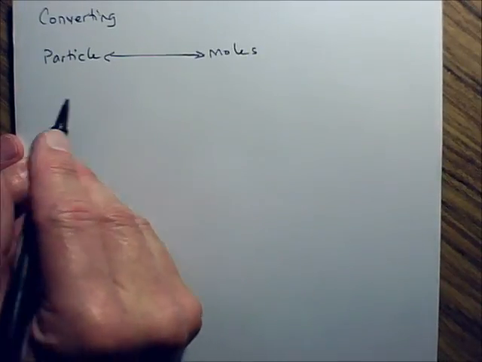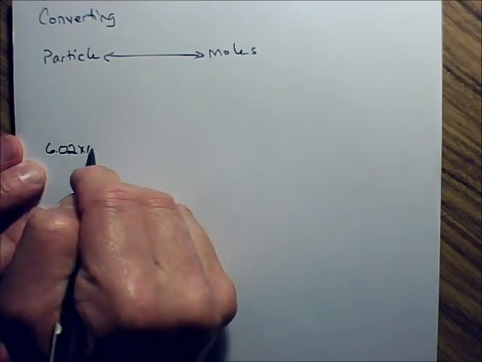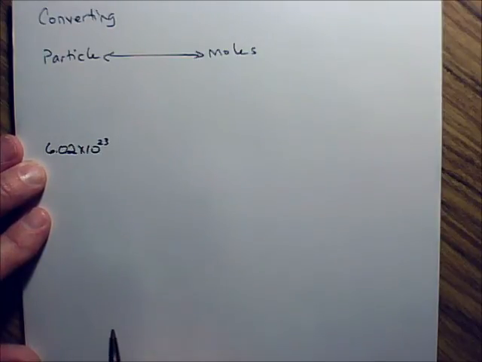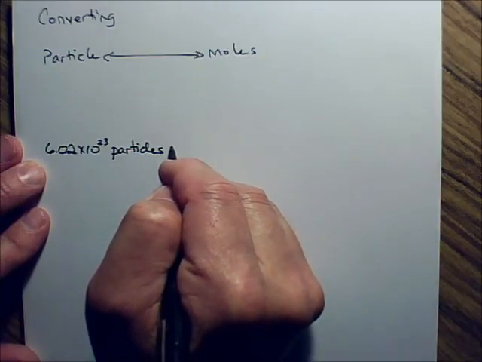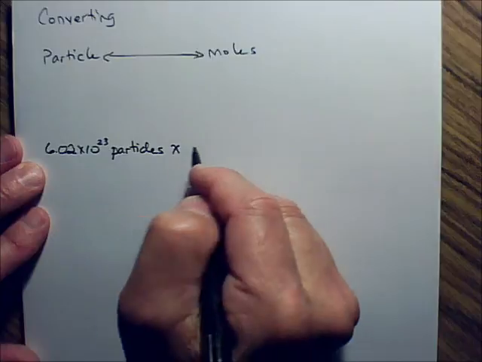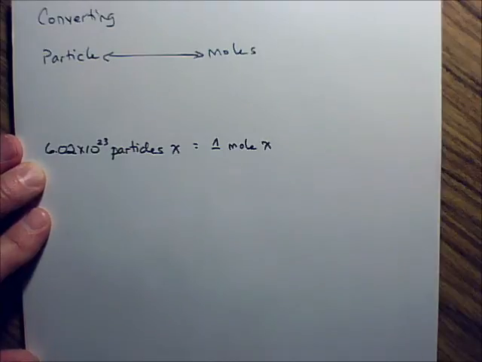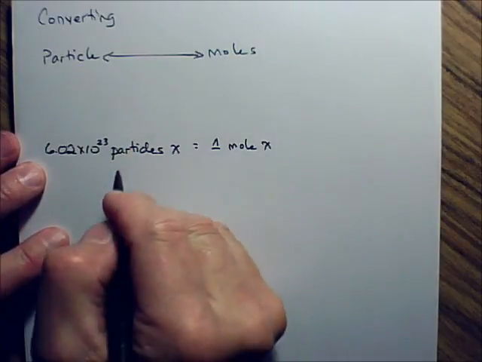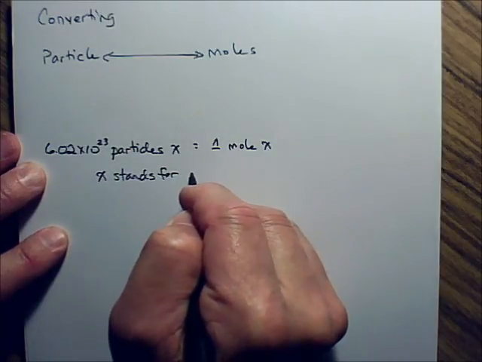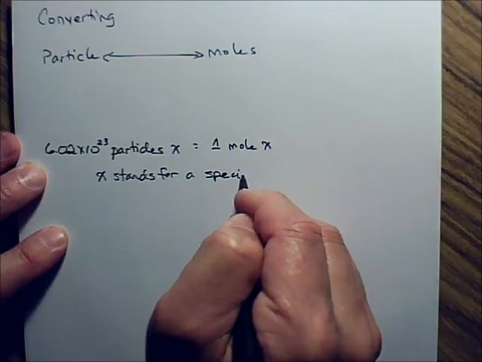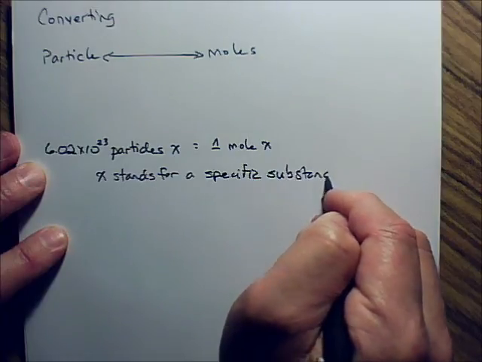You're always going to use the relationship where 6.02 times 10 to the 23rd power particles of some species, let's make it X this time, is equal to 1 mole of that species. Okay? Where X stands for a specific substance. Alright?